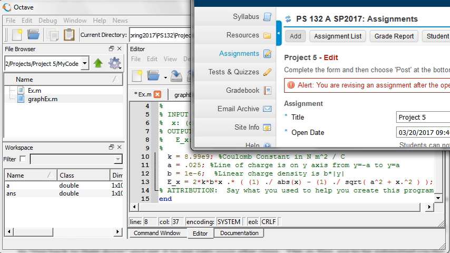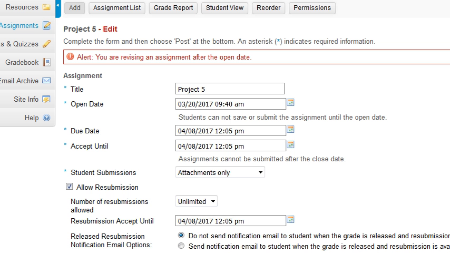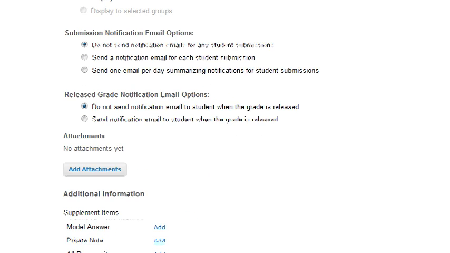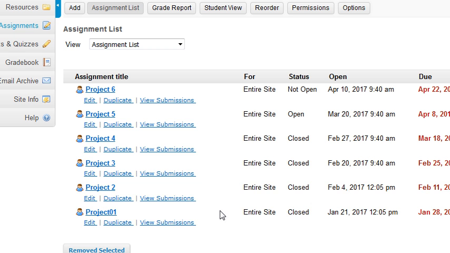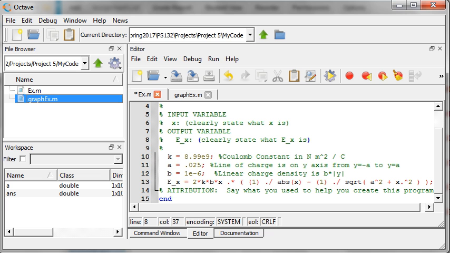Alright, so this thing's saying some revise, and I better hit the cancel button here. Cancel, and then should be ready to go for you. Alright, that does it for Project 5 Video 3, the documentation and finishing touches.